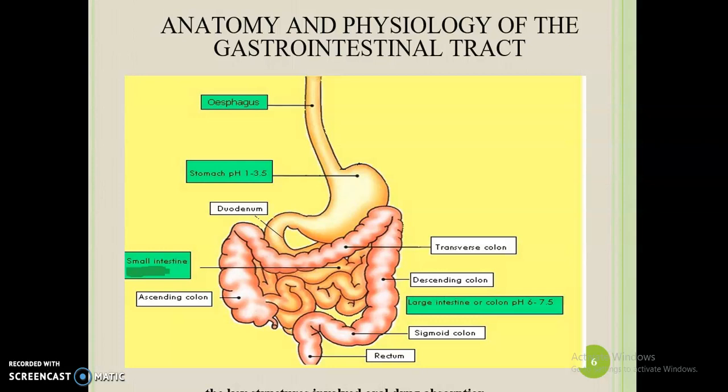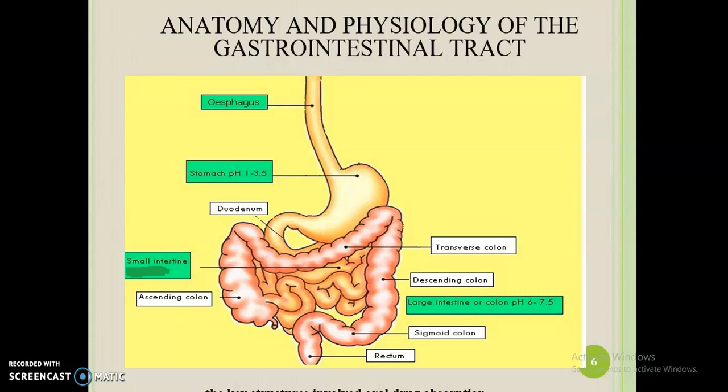The pH of the stomach is 1 to 3.5. From this you can understand that the juices present in the stomach have a pH of 1 to 3.5. That is acidic. After the stomach, you can see different parts of the small intestine. Duodenum is also part of the small intestine.